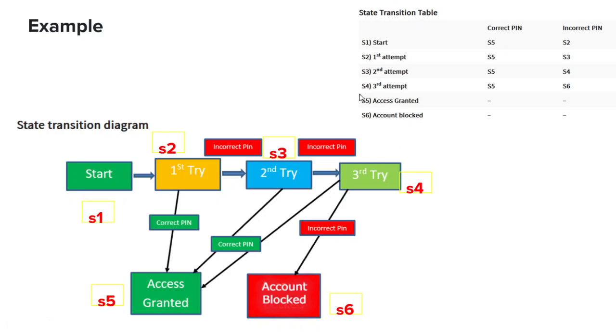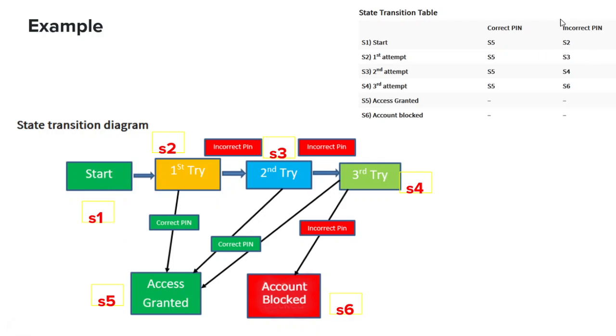So this is basically how the state transition table will look. From the starting point, if the user enters the correct pin, then it will go to access granted. In the first try only, if the user enters the correct pin, then it will go to S5.